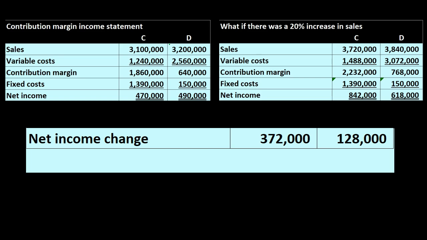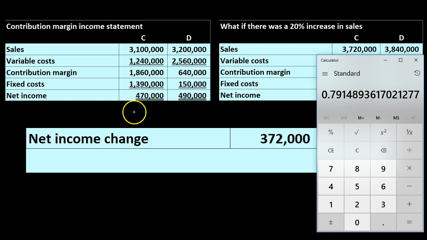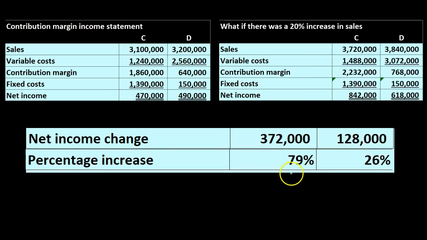So now we're going to consider the percentage change, and the percentage change is usually the change, 372,000, divided by the original number where we started at, in this case, the 470. And that's going to give us the 0.79. If I do the same calculation over here, 0.26 for D. So we can see both ways, and it's very distinct in either method.